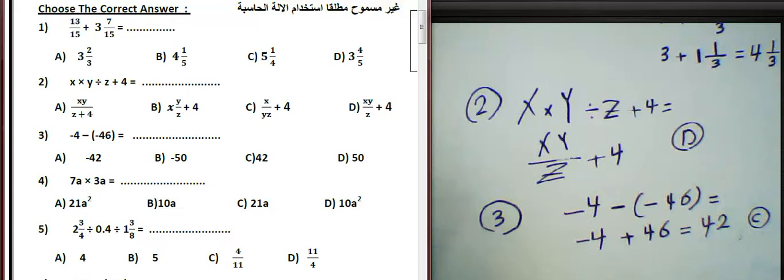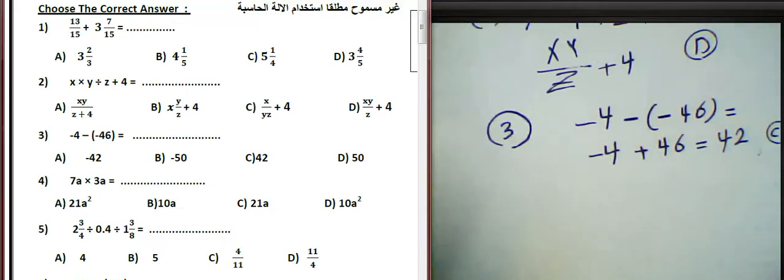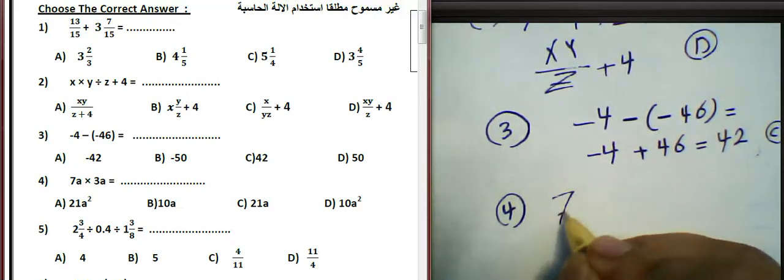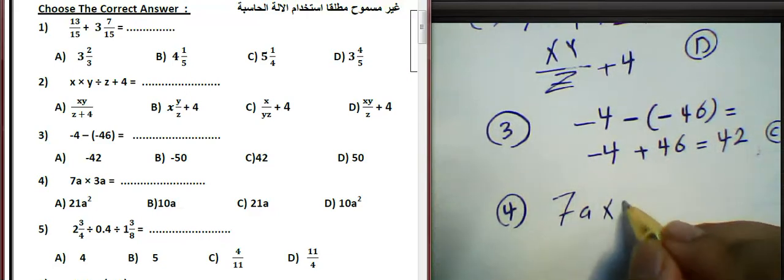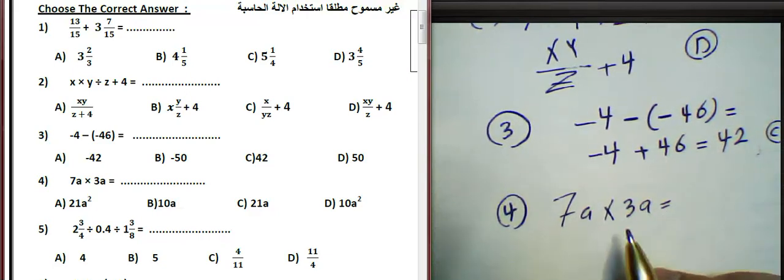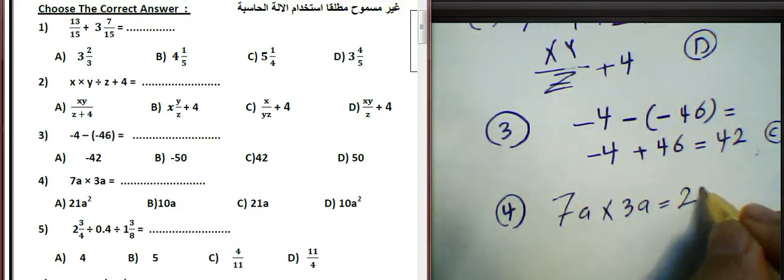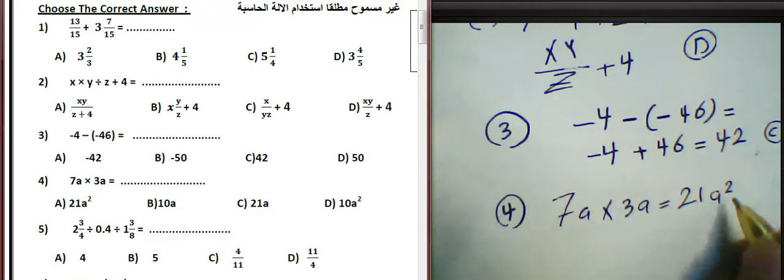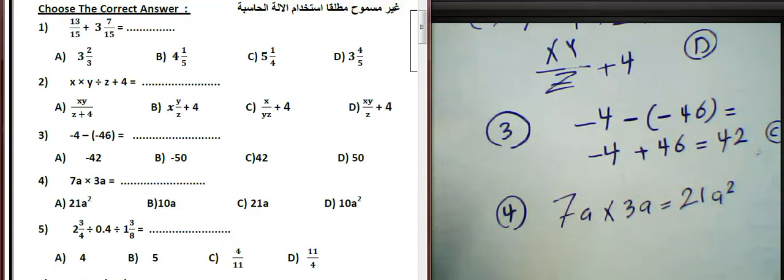The next question, question number 4. 7a multiplied by 3a. 3 times 7 equals 21. a times a equals a power 2. So the result will be 21 a power 2.